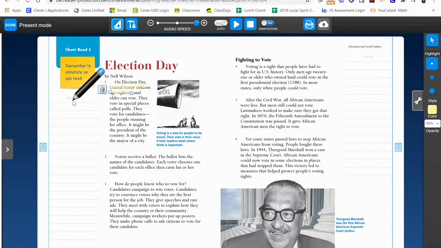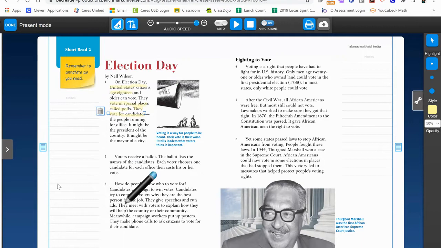The next sentence gives a detail about how they vote. So how do they vote? Well, they vote in special places called polls. So I'm going to go ahead and highlight that because that answers my second question, how they vote. The third sentence tells me who they vote for. They vote for candidates, and candidates are the people running for office. So that sentence partly answers my third question. So I'm also going to highlight that. They vote for candidates, okay?